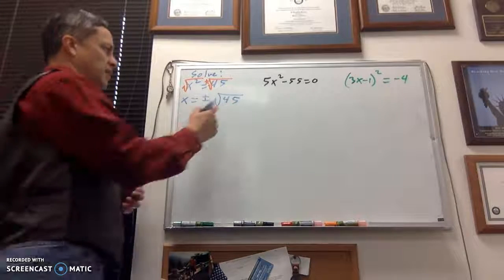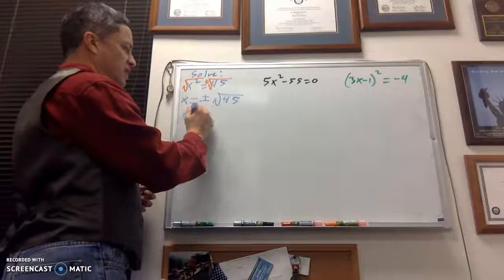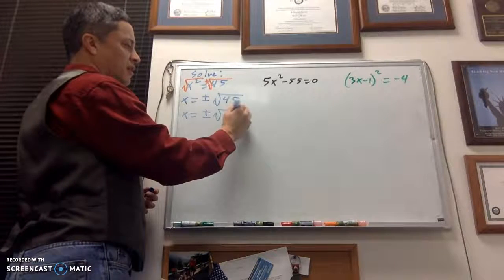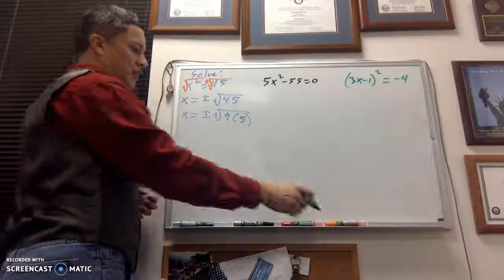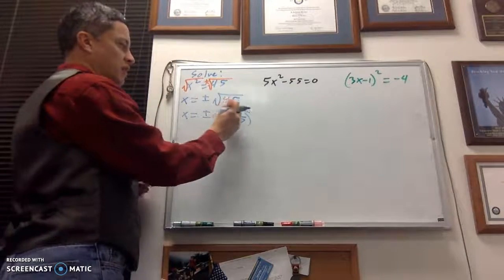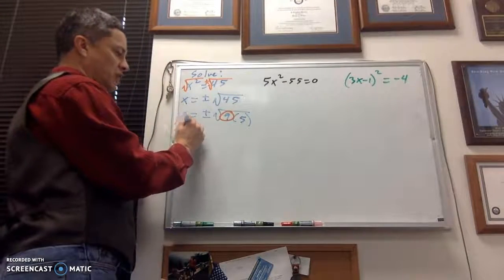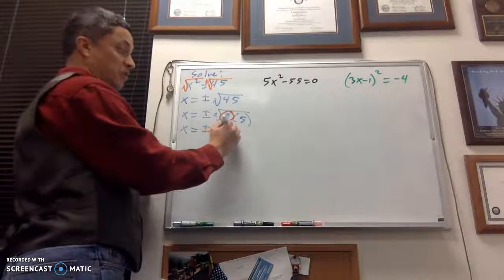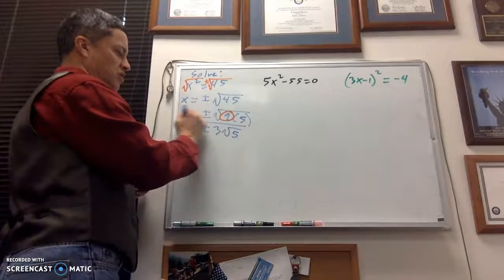So, I do have a perfect square that's hidden in a factor of 45. It's the 9. So 9 times 5 is 45. 9 is going to come out and become a 3. So my answer is going to be x equals plus or minus 3 times the square root of 5.